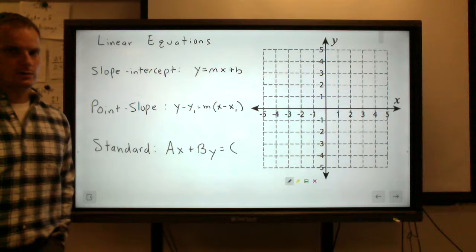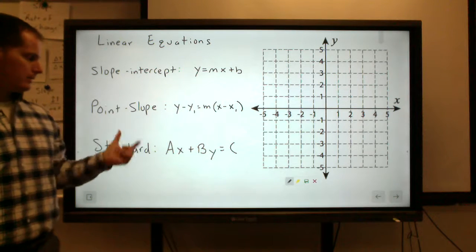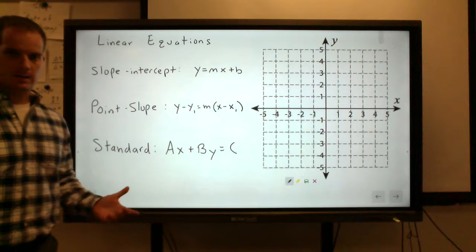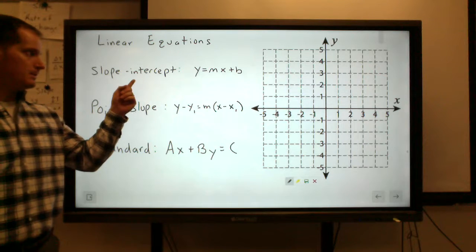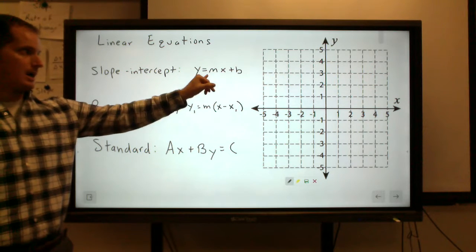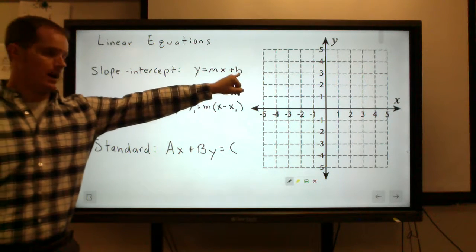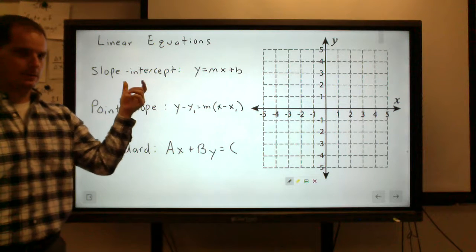For today's video, we're going to look at linear equations. We're going to look at three different types that we've talked about. We've got slope-intercept, where the equation actually highlights the slope and the y-intercept. That's where the name comes from.